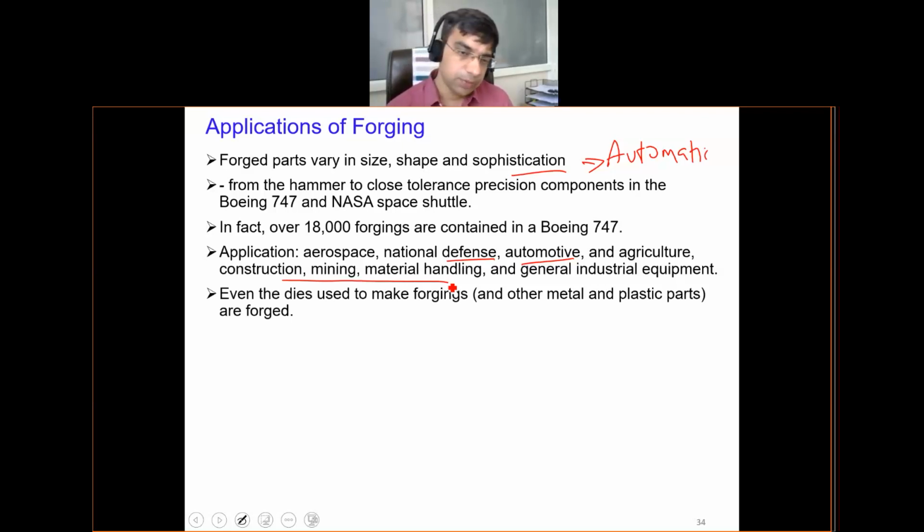Forged products are also very useful to make dies. As we have seen, for example, if we have studied investment casting, in investment casting we make the pattern out of wax. To give the shape to that wax pattern, we use a die where it is injected and allowed to solidify. Those dies which are used in other processes are even made using the forging process.